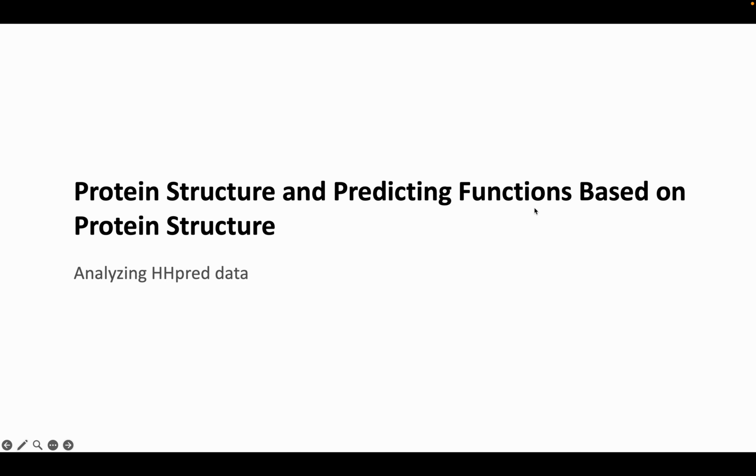A little bit about protein structure, about how to predict functions based on protein structure. I'm going to mostly be talking about analyzing HHpred data, which predicts the structure of our phage proteins and then tries to match them with known protein structures in databases of crystallized protein structures. We'll also take a very, very quick peek at a program called DeepTM-HMM, which can predict transmembrane domains as well, so that we can identify which proteins are inserting into plasma membranes.